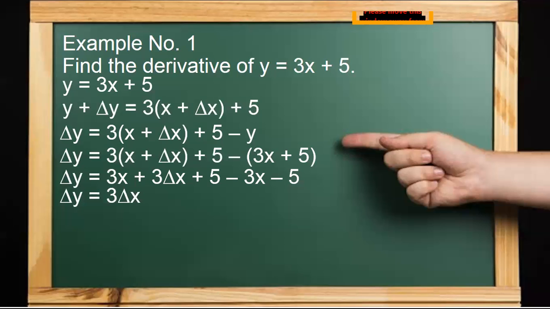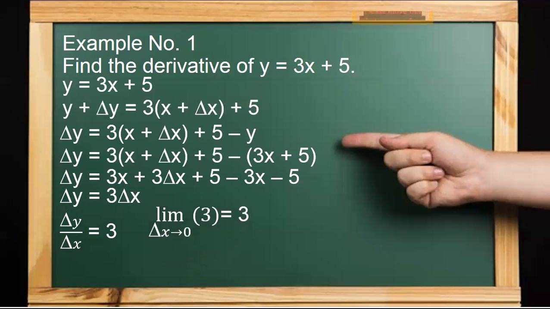So after doing this, you're going to divide both sides of the equation by delta x. So this will become delta y over delta x equals 3. Next, we're going to determine the limit of the function, or the limit of 3 as delta x approaches 0. But since there is no delta x in the function, your answer must be 3. So therefore, the derivative of this function with respect to x is 3.